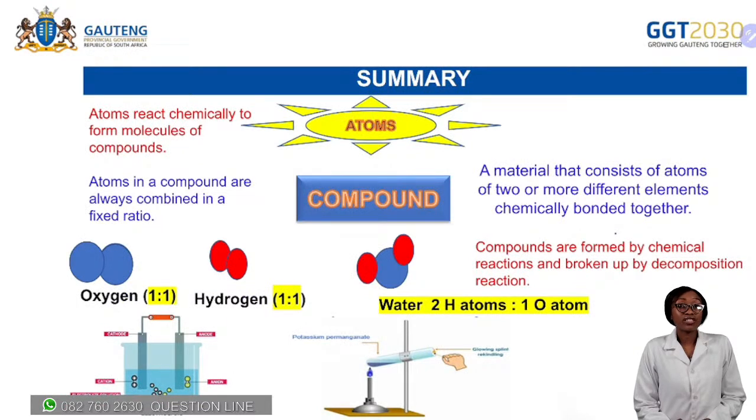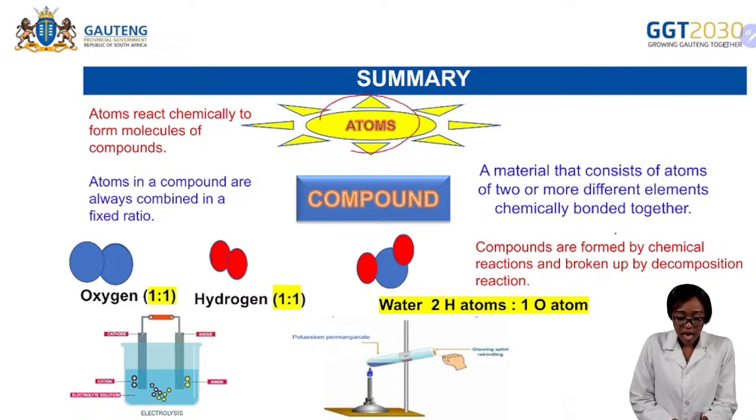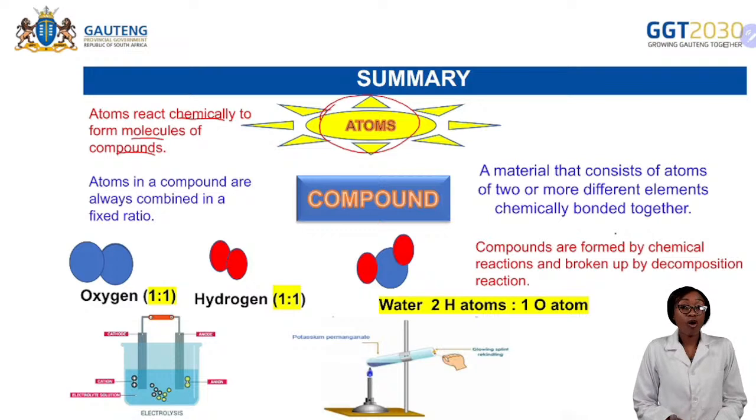Now we have reached the end of our lesson. So let us go through everything that we have learned today. Let's summarize our lesson, grade 8. We'll start off with atoms. What do you remember about atoms in today's lesson? In particular, we learned that atoms react chemically to form molecules of compounds. Do you remember the examples that we gave? We gave an example of oxygen, hydrogen, and water.